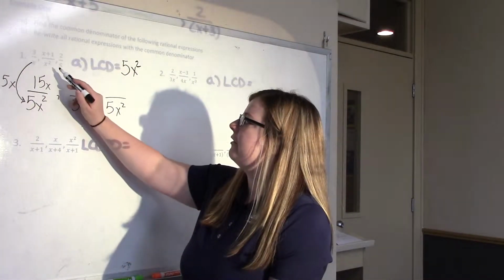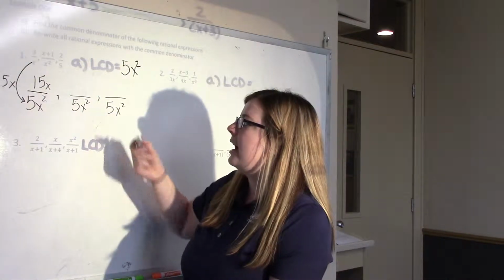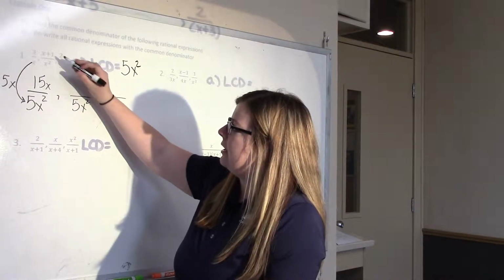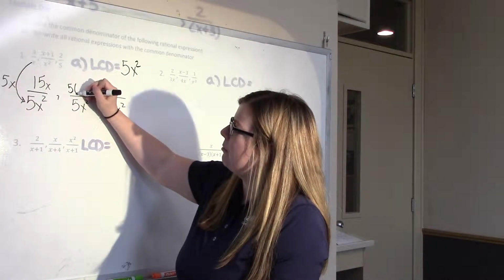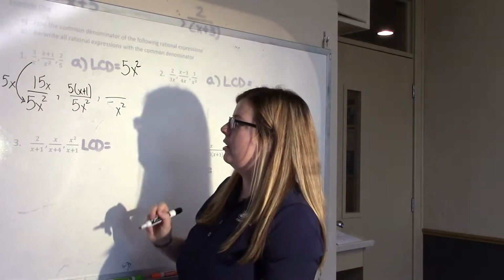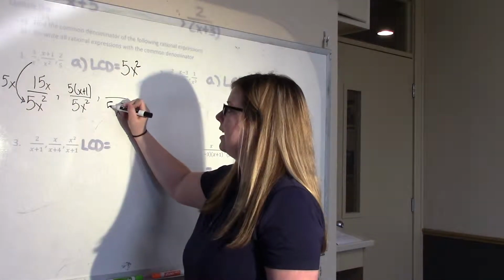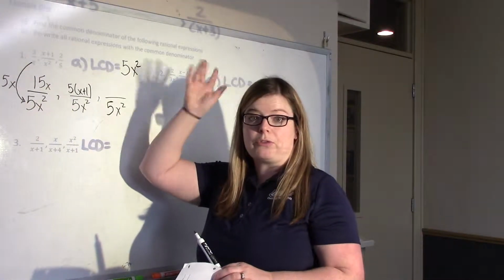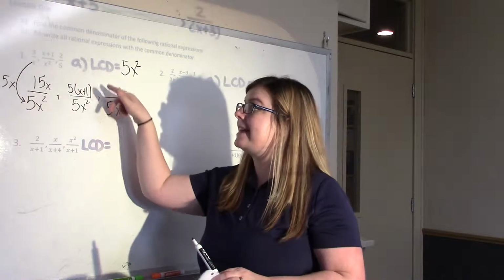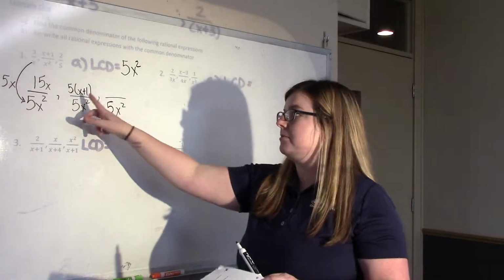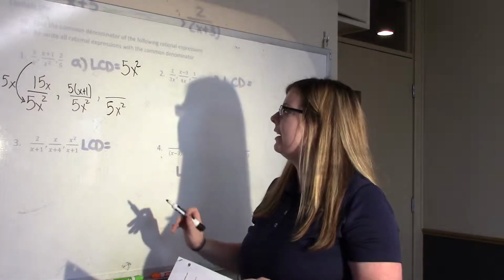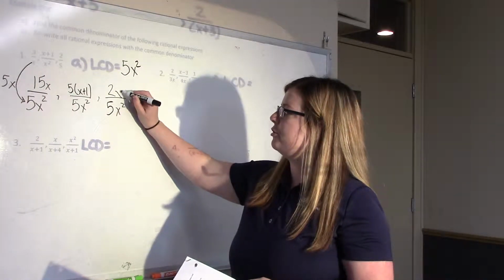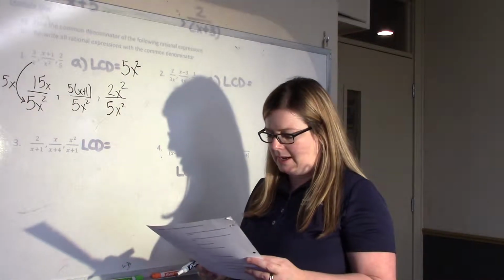Okay, again, to get from the x squared to the 5x squared, I simply multiplied it by 5. So then I need to multiply my numerator by 5. So 5 bracket x plus 1, or 5x plus 5 you could have written. Now it's important that you don't all of a sudden just write 5x plus 1 without the brackets. You have to show that the entire numerator is being multiplied by that 5. And to get from 5 to 5x squared, I multiplied it by x squared. So again, my numerator must also be multiplied by x squared.